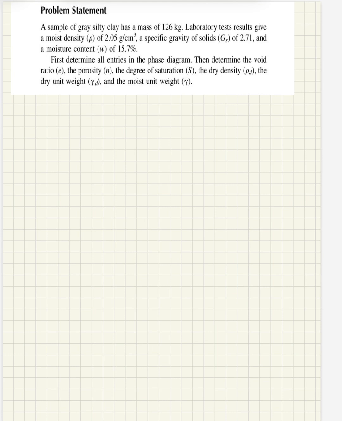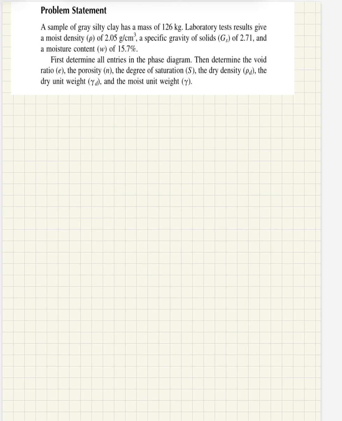Good day, everyone. Today we will be solving another question related to phase equation of soil. And as you can see, this is a typical PE or FE question related to phase equation. So the question reads thus: a sample of gray city clay has a mass of 126 kg.